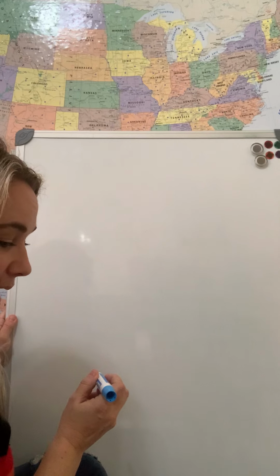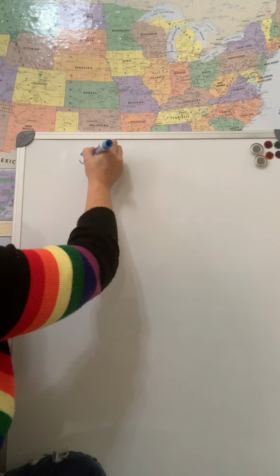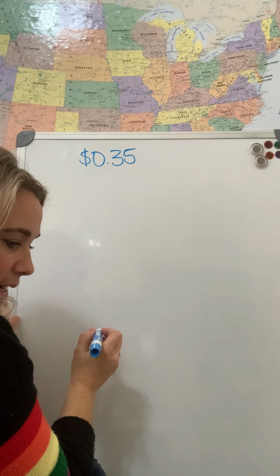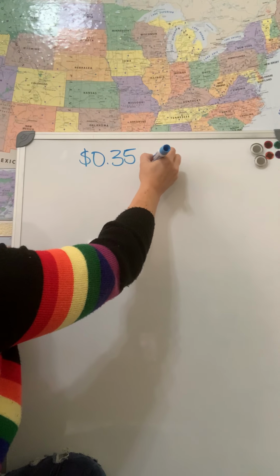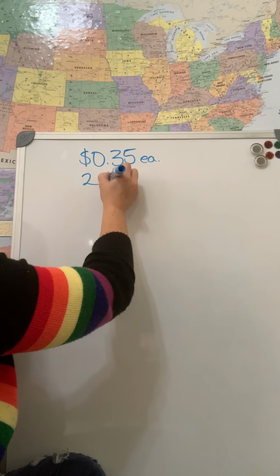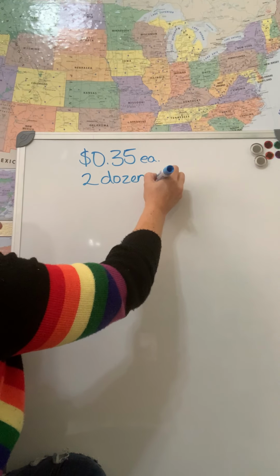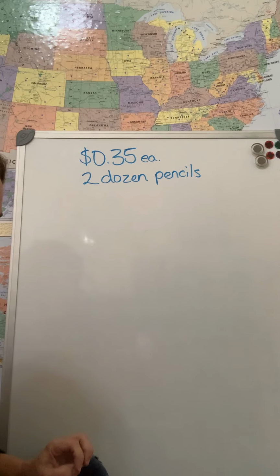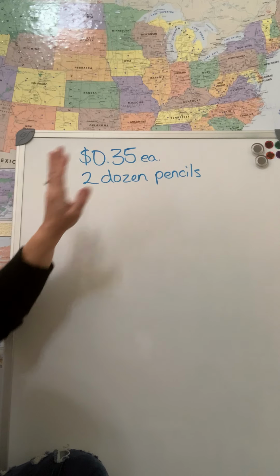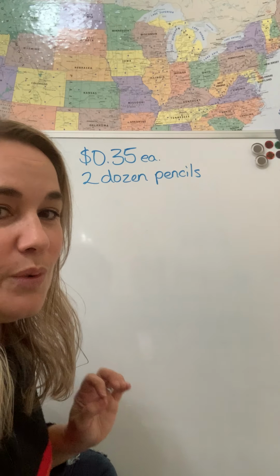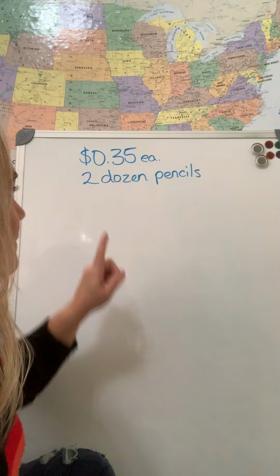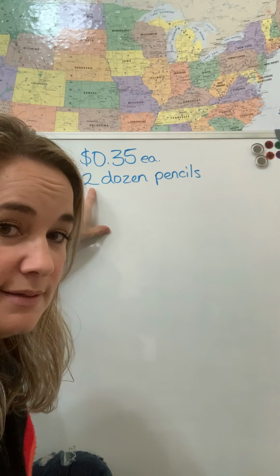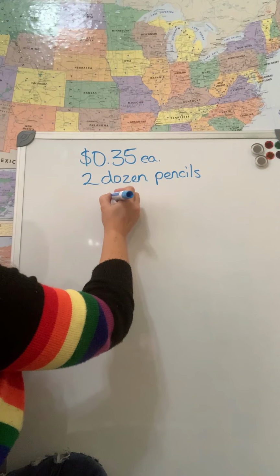This next problem says at 35 cents each, what is the cost of 2 dozen pencils? This is our question. We want to find the cost of 2 dozen pencils when they cost 35 cents each. Okay, so what do we have to know first? We have to know how many is in 2 dozen. So 1 dozen equals 12.